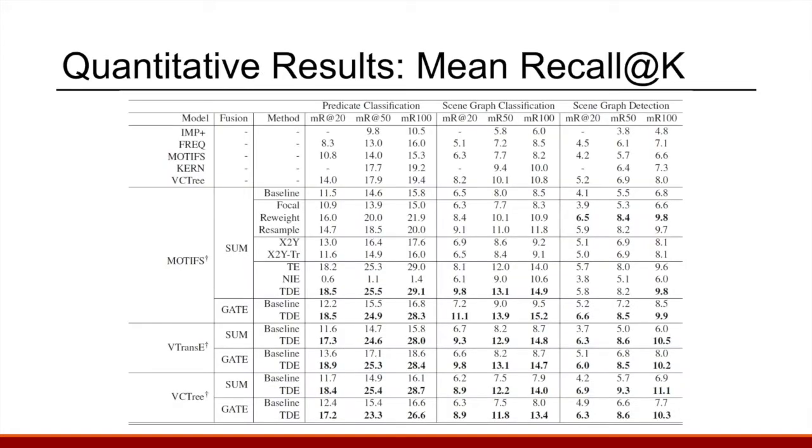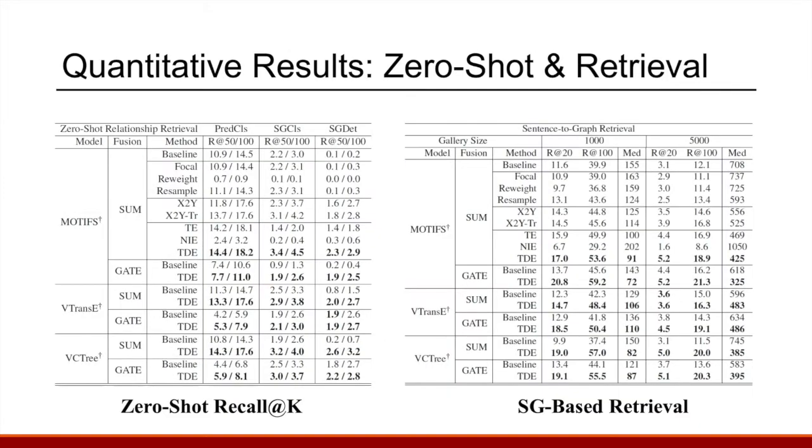We compare 3 base models, neural motifs, VTransE, VCTree, and 2 fusion functions, sum and gate. The TDE significantly improves the original likelihood prediction in all cases. We also compare conventional debias methods: reweight, resample, and focal loss. Note that although reweight seems better than TDE in scene graph detection, if we look at zero-shot recall, reweight got zero recall in the same scene graph detection, which means the unbiasedness of reweight is not generalized to new cases. We also test the scene graph-based retrieval. The improvement in retrieval means the TDE-based scene graph contains more discriminative information, so it can be easily retrieved.